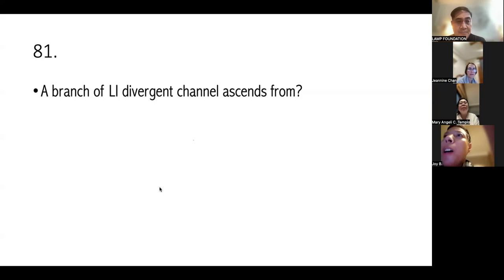Sorry po. A branch of the LI divergent channel ascends from the supraclavicular fossa along the throat and unites with the large intestine. Finally. So what is the most important point at that stage? Channel.